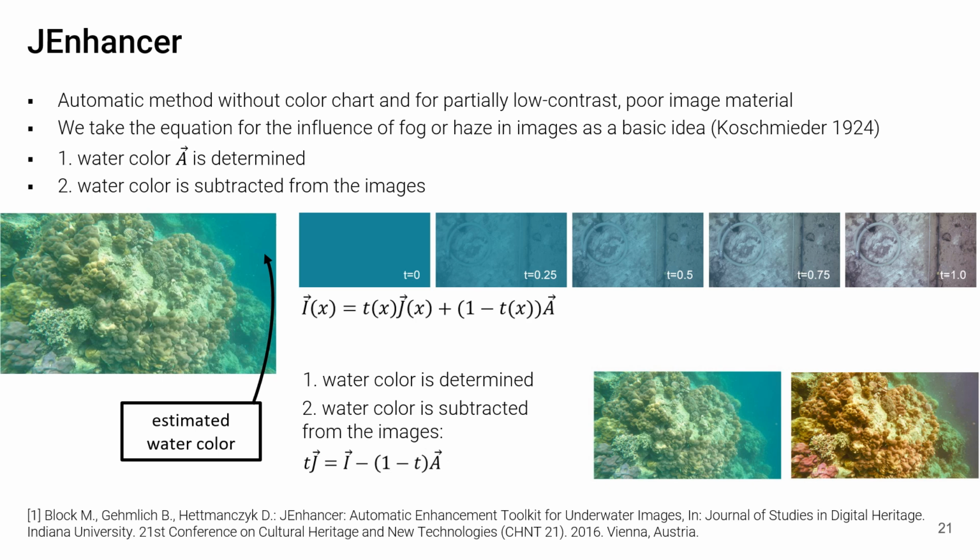Our idea now works in 2 steps. First, we try to determine the watercolor from a set of images in a suitable way. Then we use this color to correct the images and subtract the watercolor from them. This idea was then implemented very successfully in the JEnhancer program.